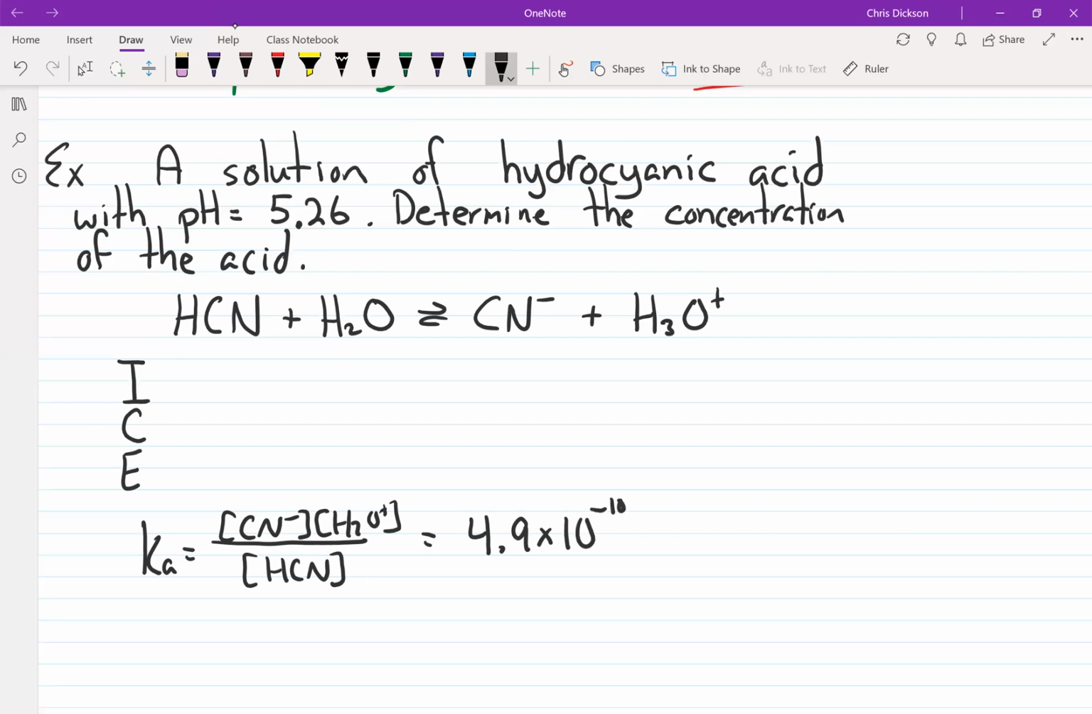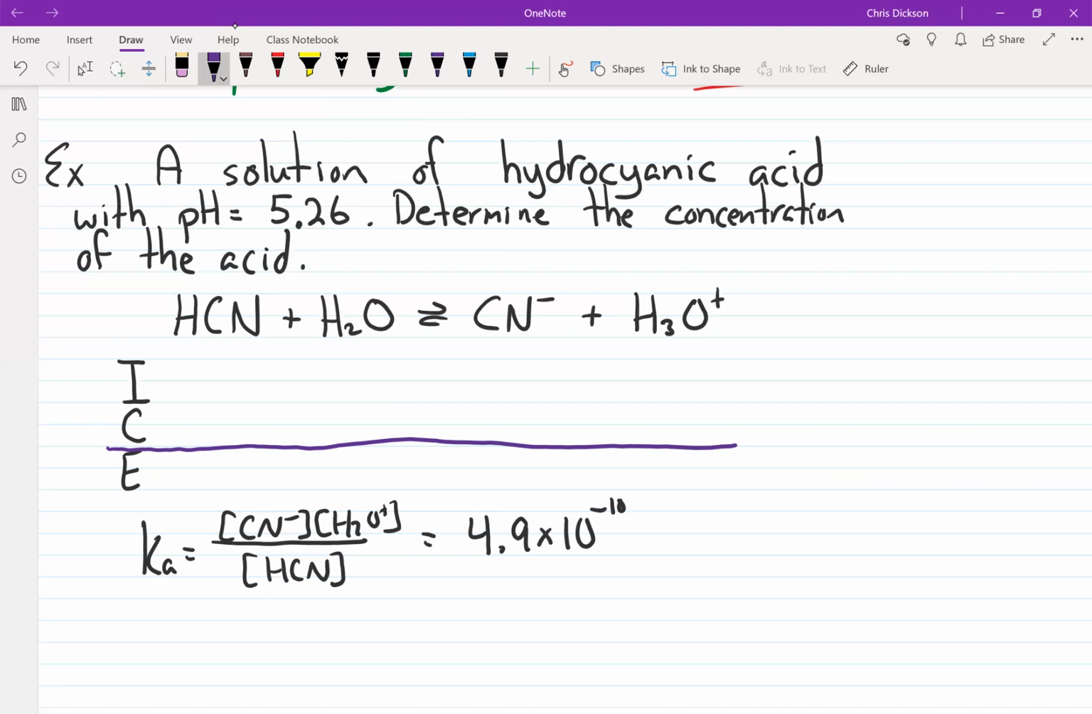I'm just going to double check that again. Yeah, there we go. So that's a really small Ka value. So we're talking very low ionization here for this. So this question is basically the reverse of the questions you were doing in the last video. And what I mean by that is you're already told the pH of the solution.